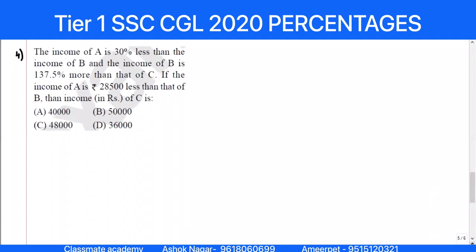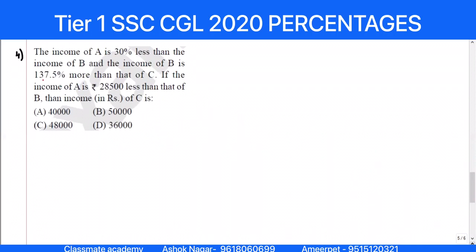The income of A is 30% less than the income of B. And the income of B is 137.5% more than that of C. If the income of A is 28,500 less than that of B, then what is the income of C? What are B's and C's incomes, if you look at it?